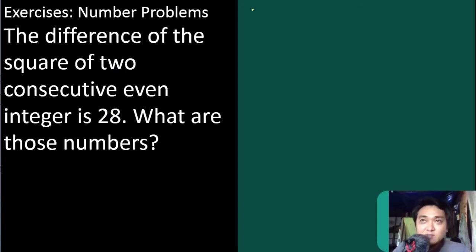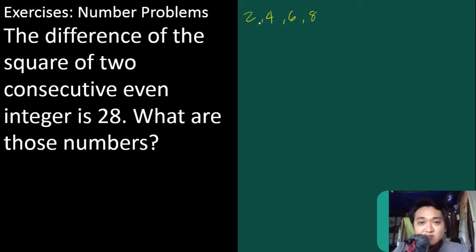Take note that for consecutive numbers, usually let's say 1, 2, 3, yung magkakasunod na number, ang ginagawa lang natin is nagpa-plus lang tayo ng 1. How about for two consecutive even integers, magkasunod na even integer? So, kung magkasunod na even integer, let's say 2, 4, 6, 8. Kung mapapansin nyo, we just add 2 from the first digit.